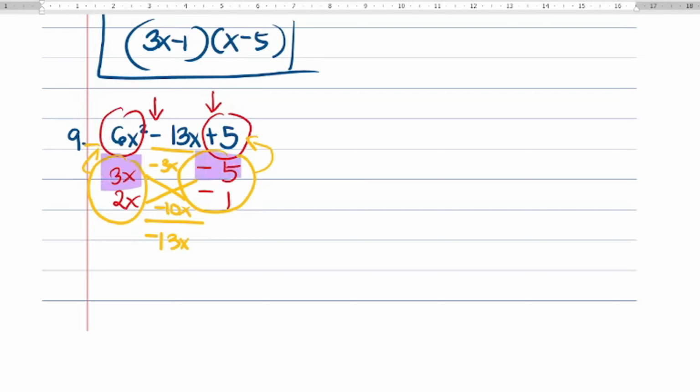So, we'll just copy them horizontally. So, that's 3x minus 5. Then, the second factor would be this: 2x minus 1. So, that's the answer.